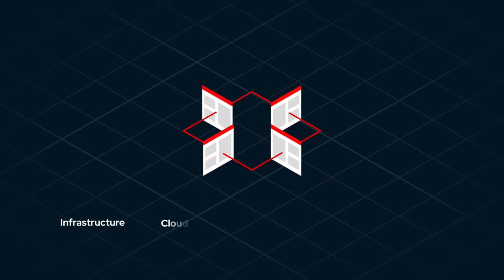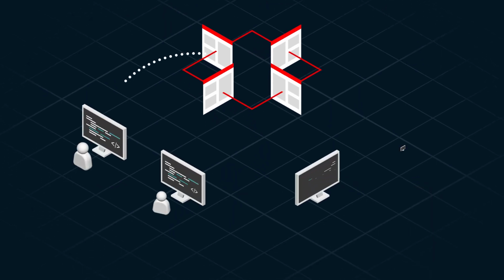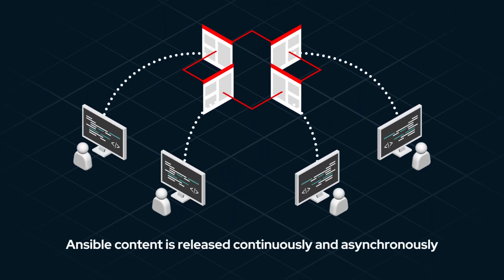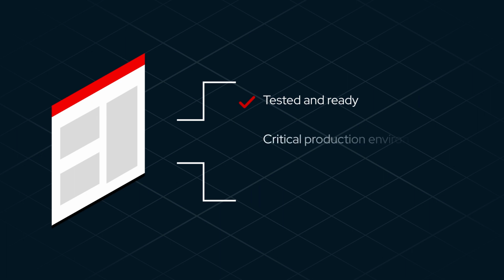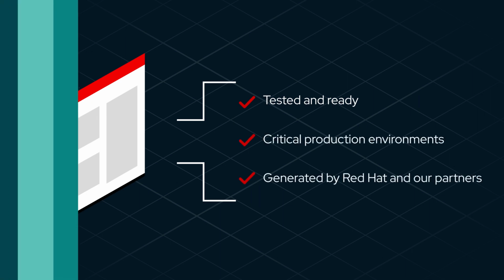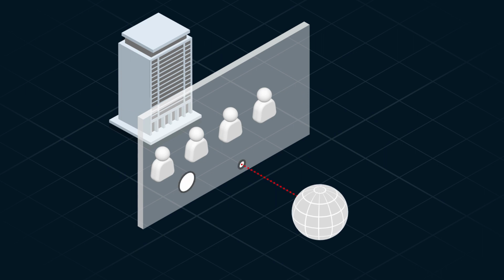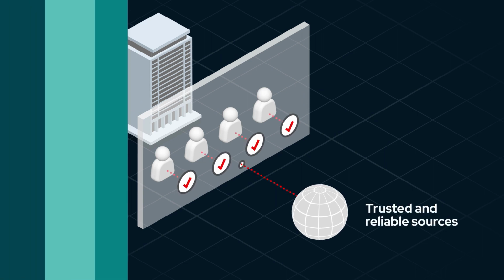Content is organized around specific topic areas that bring flexibility, control, and innovation, saving you time and work across your enterprise. New Ansible collections are developed, released, and updated continuously and asynchronously for our subscribers. Content available in Automation Hub is tested, ready for use in critical production environments, and generated by Red Hat and our partners. Unlike community content, collections in Automation Hub are digitally signed, so your teams can trust that the content you use is from a reliable source.